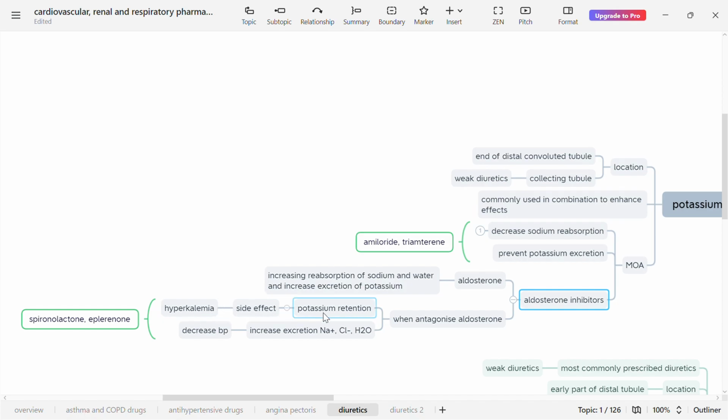So that's all for the mechanism of action of the diuretics, the 5 classes of diuretics.